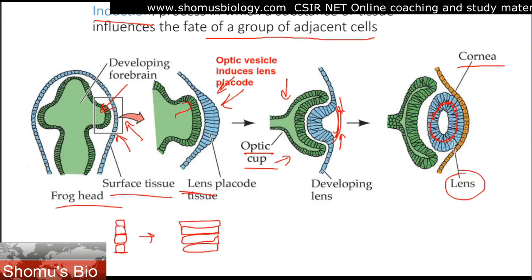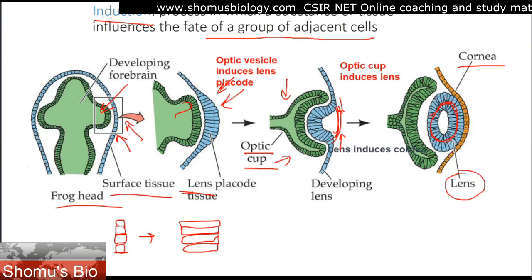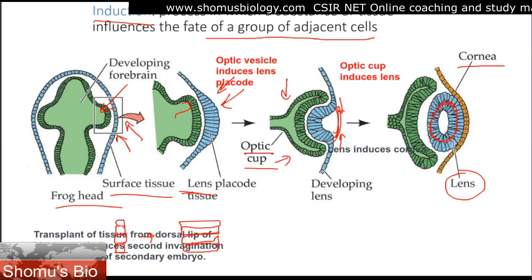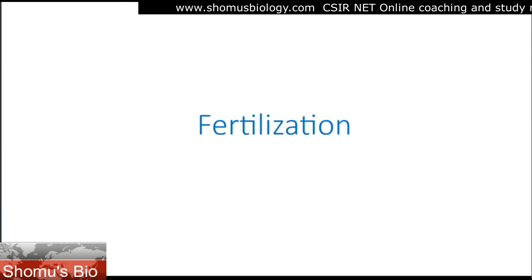So whenever we are talking about this idea of induction, induction always takes place in terms of cell signaling. Another very common example of induction is the vulvar development in C. elegans, from where NET asks a lot of questions.